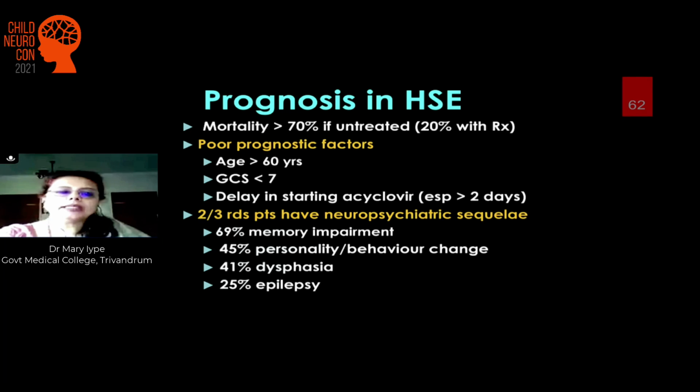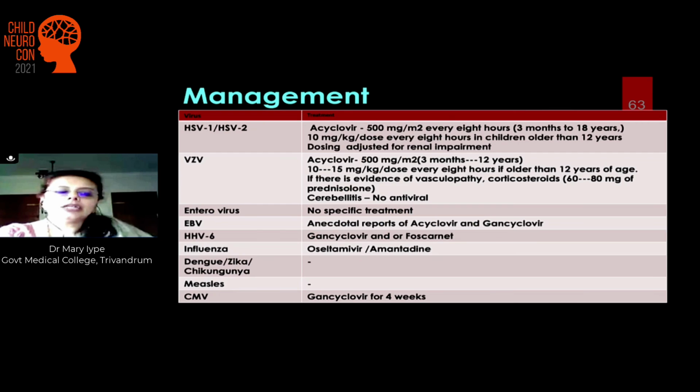Varicella zoster virus, acyclovir again is the treatment. If there is evidence of vasculopathy, corticosteroids have to be added. In cerebellitis, no antiviral is recommended. Enterovirus, there is no specific treatment. IVIG has been tried anecdotally in many. In Epstein-Barr virus, there are anecdotal reports of acyclovir and ganciclovir; HHV-6, ganciclovir or foscarnet.